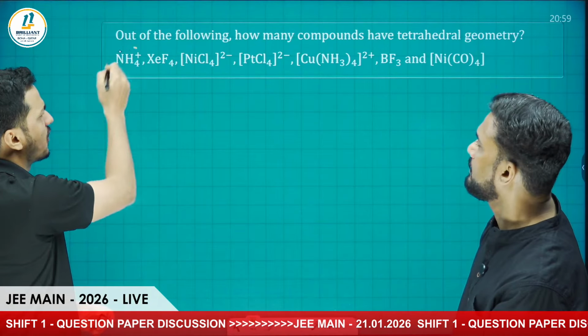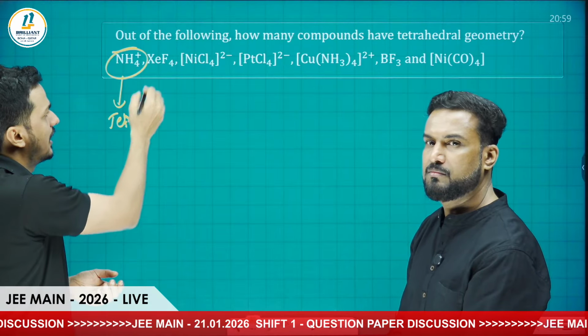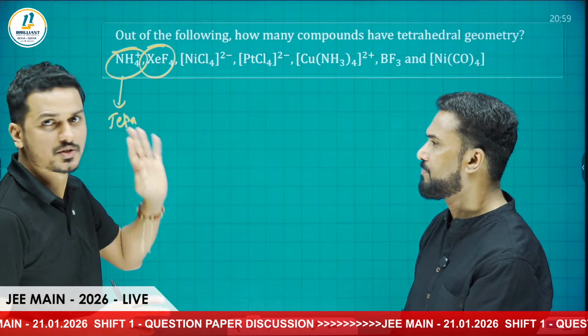It's very important. So NH4 plus is directly tetrahedral. And in the case of XeF4, there are 4 bond pairs and 2 lone pairs, so that is square planar.